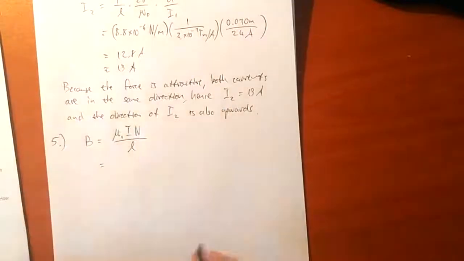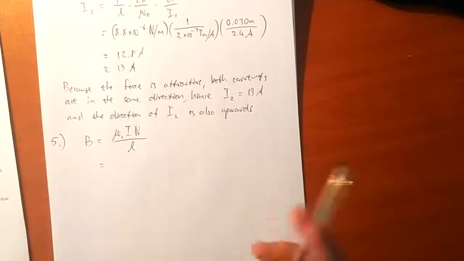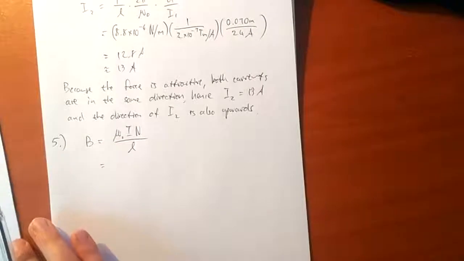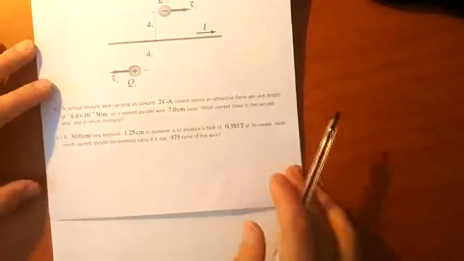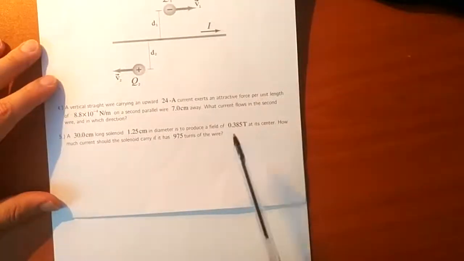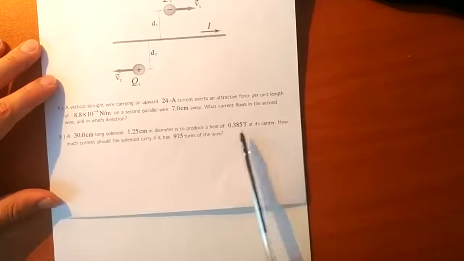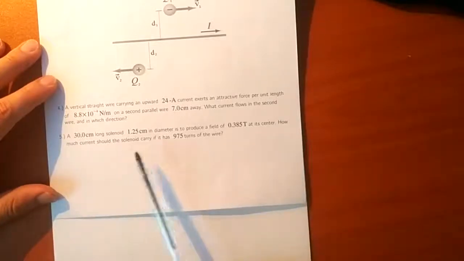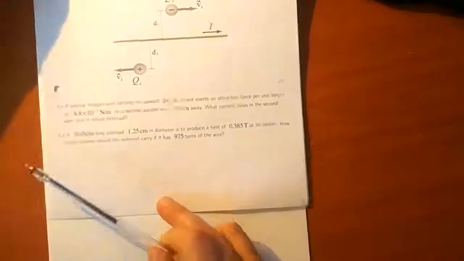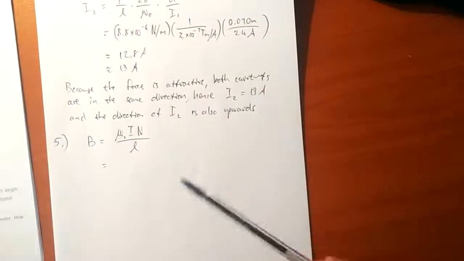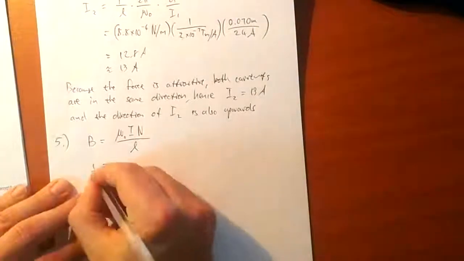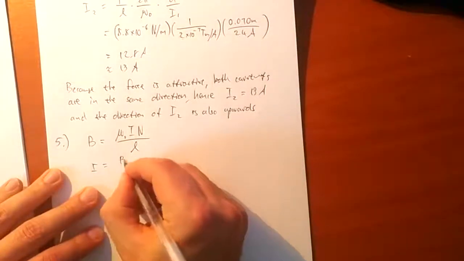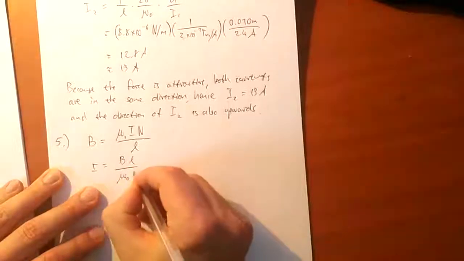Okay, so now it's just simply a case of substitution. Oh right, no, let's not get ahead of ourselves. It asks for the magnetic field strength. We're given the magnetic field strength, and it's asked how much current should it carry if it's got that many turns of wire. Right, okay, so we're actually after I. So I is, in other words, BL over mu0 N.